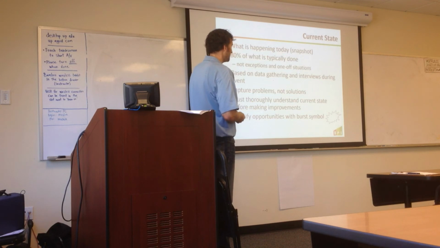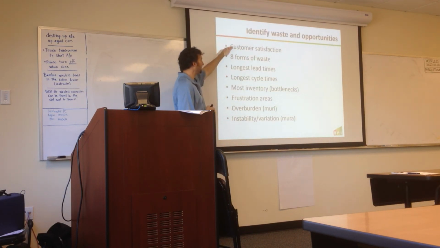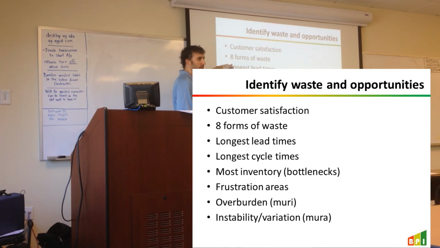And I'll show you some symbols at the end here. When we're going through the waste, we're identifying customer satisfaction, the 8 forms of waste I mentioned earlier, long lead times on the value stream map, like we showed, 5 days it sits there before someone processes it. Long cycle times, it takes 3 hours of labor to do that. Why does it take so long? Is all that value added? If that's a big part of the delay in the process.